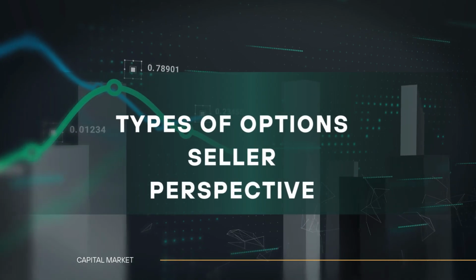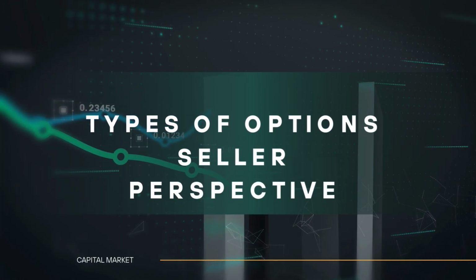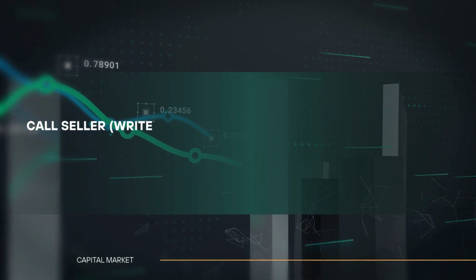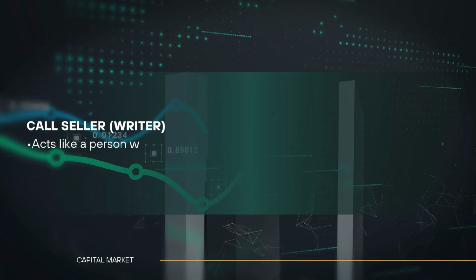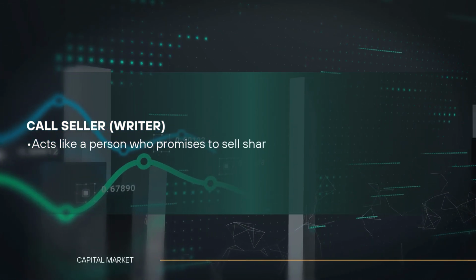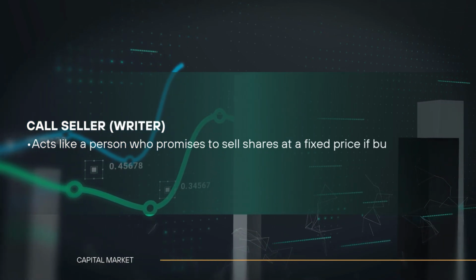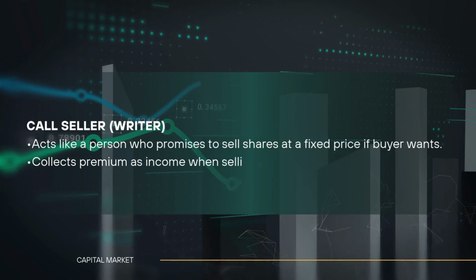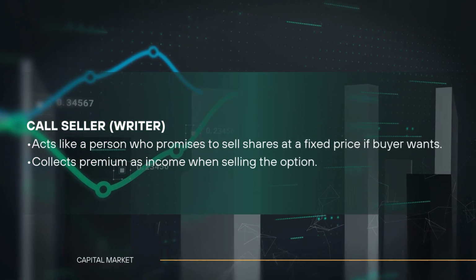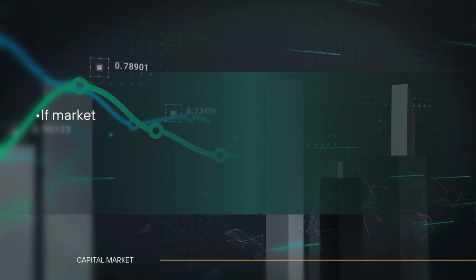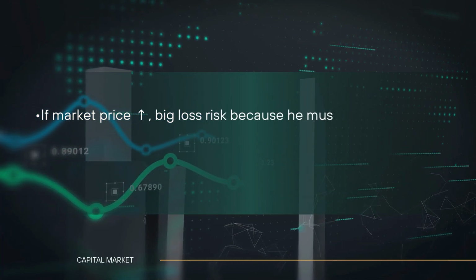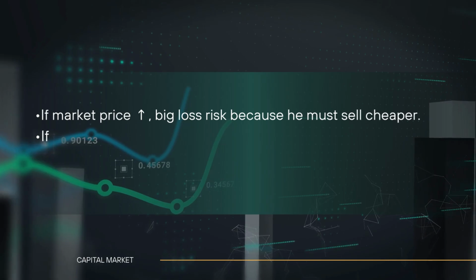The next one is types of options, seller's perspective. Now let us look at options from the seller's perspective, also called the writer. A call seller is like a person who promised to sell shares at a fixed price. If the buyer chooses to buy, the seller collects the premium upfront as income. If the market price goes higher than the strike price, the call seller faces unlimited losses because he has to sell at a cheaper rate.